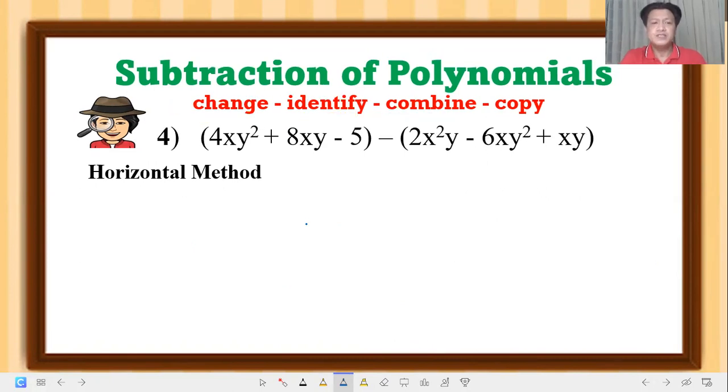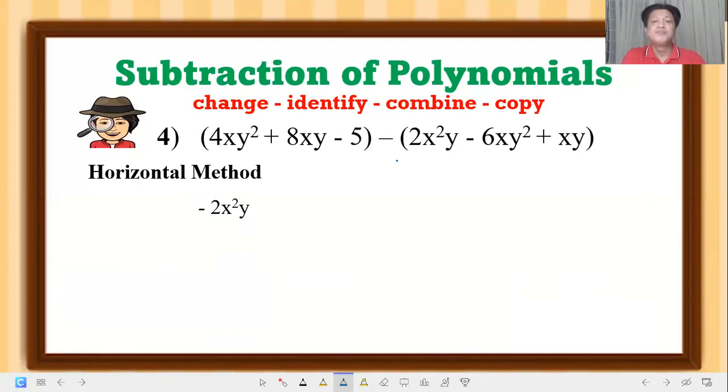Okay, so for number 4, I have here 4xy squared plus 8xy minus 5 minus 2x squared y minus 6xy squared plus xy. Okay, always remember that change the sign of the subtrahend. Yan po yung second number natin. Okay, we can do this in a horizontal method. So, i-change lang natin yung sign.